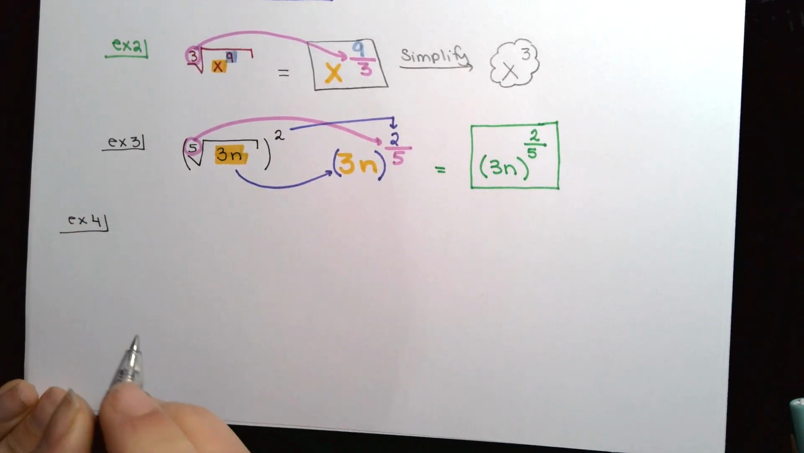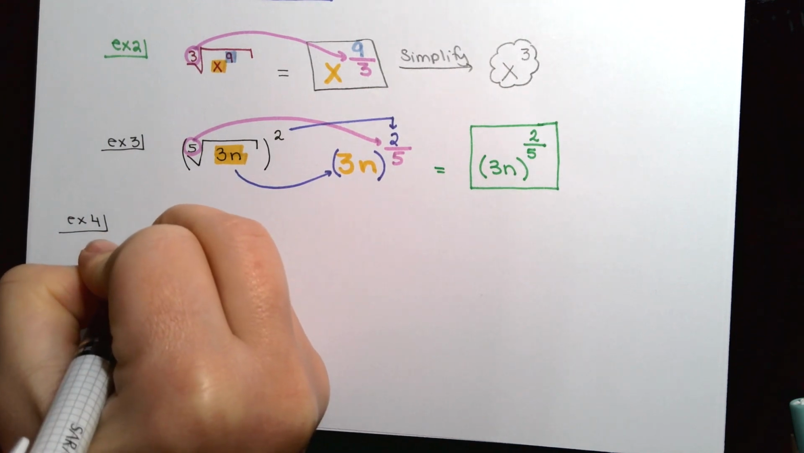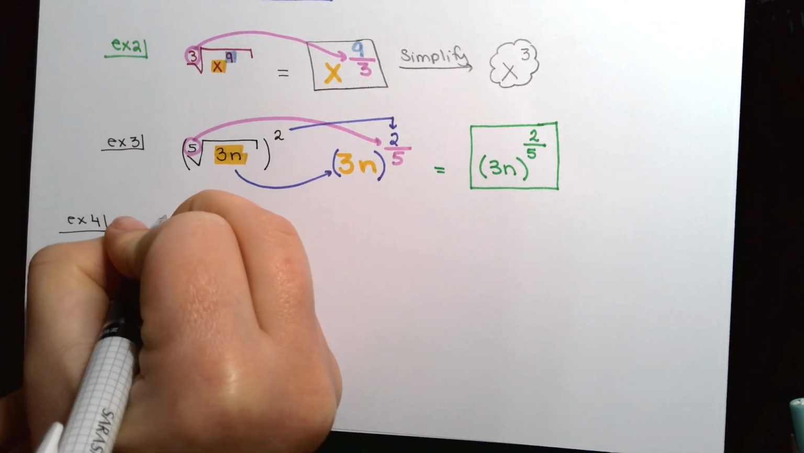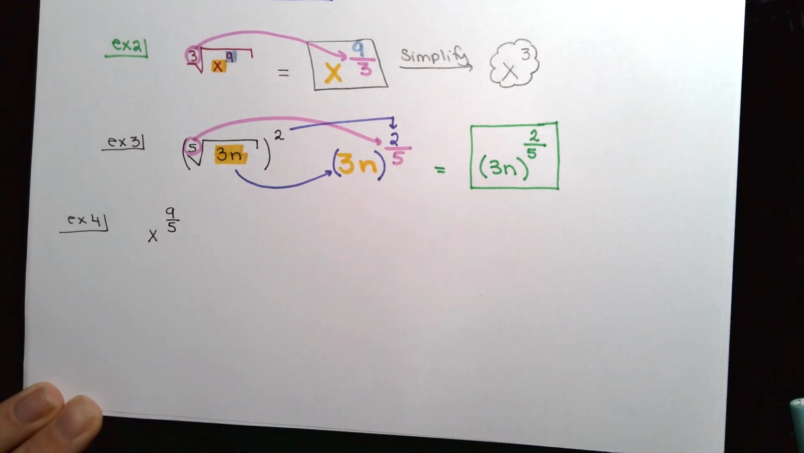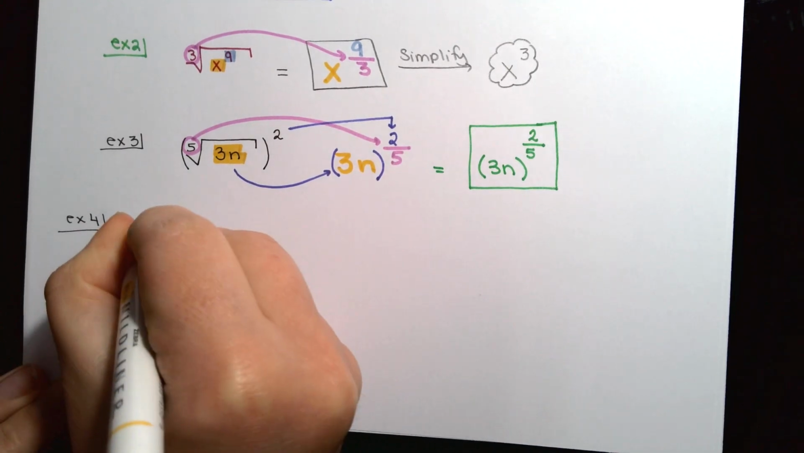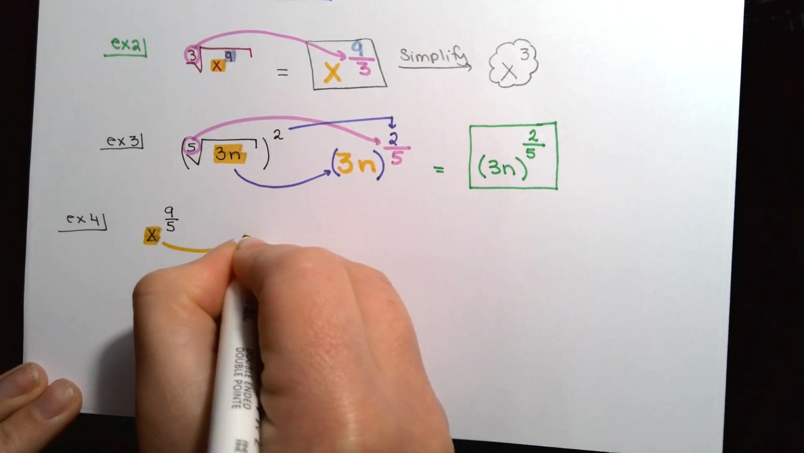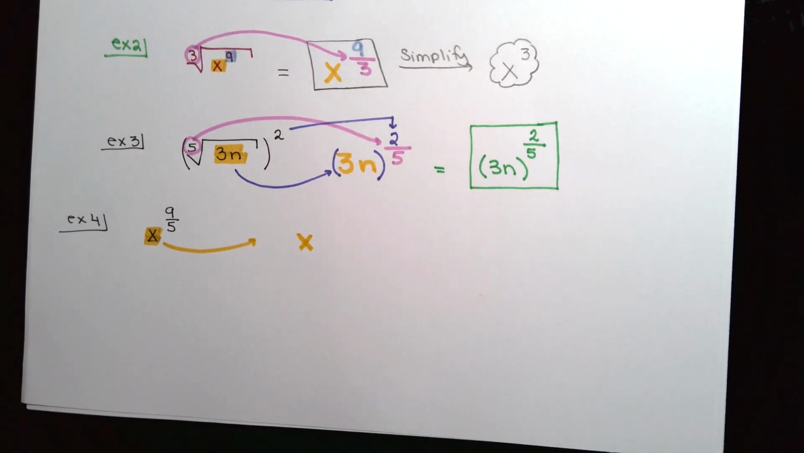So let's say we are given x to the power of 9/5. And we want to convert this to a radical. You're going to pick up the base, whatever's on the base of your exponent, that's going to be on the inside of your radical.